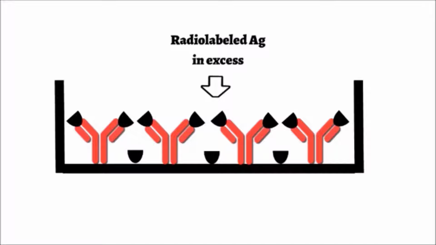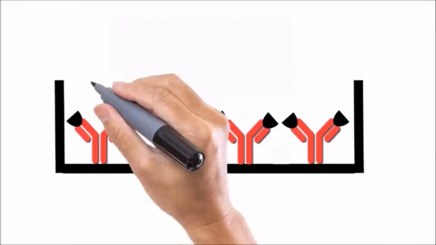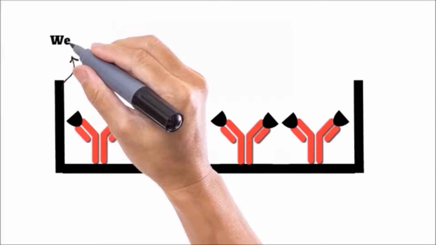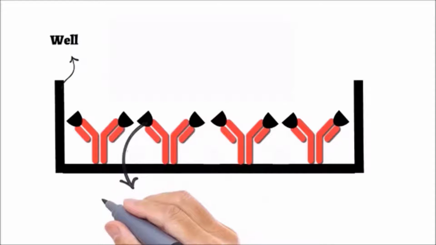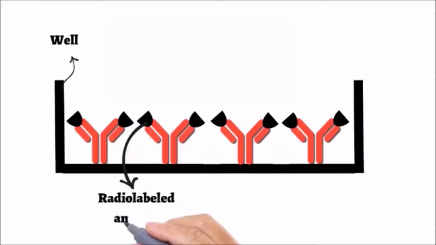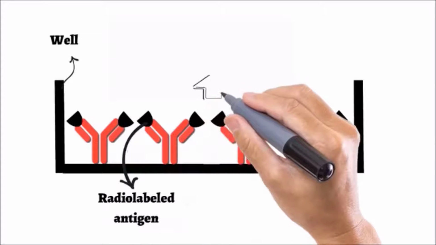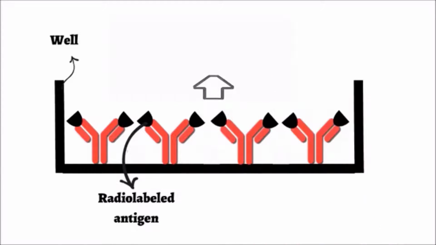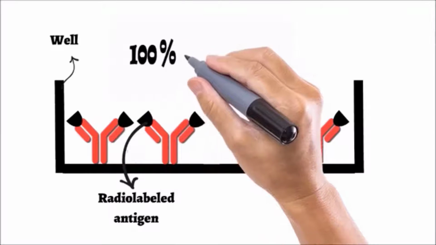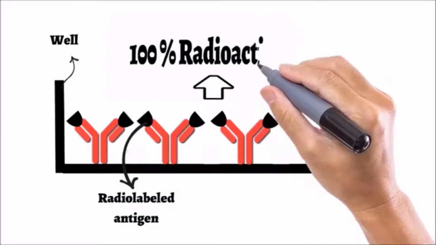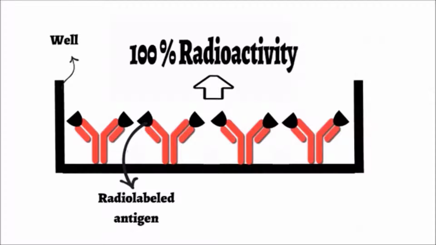So in the next step, these unbound antigens are removed with the help of washing. See, what is the situation now? There is a well coated with the antibodies and all the antibodies are bound to the radio-labeled antigens. And therefore, let us assume the radioactivity present on the antibodies is 100%. Since all the antibodies have radio-labeled antigen, this is very important. Radioactivity in the antibodies or well is 100%.